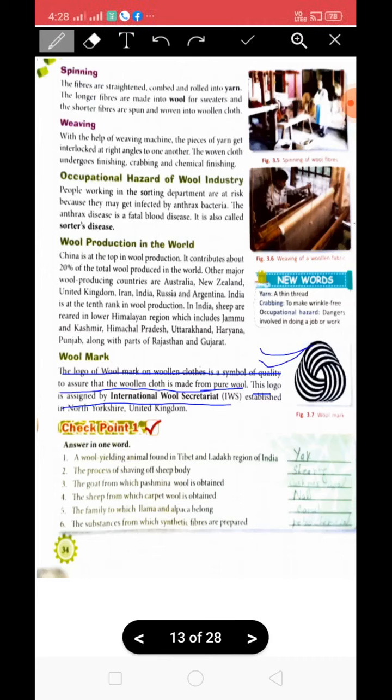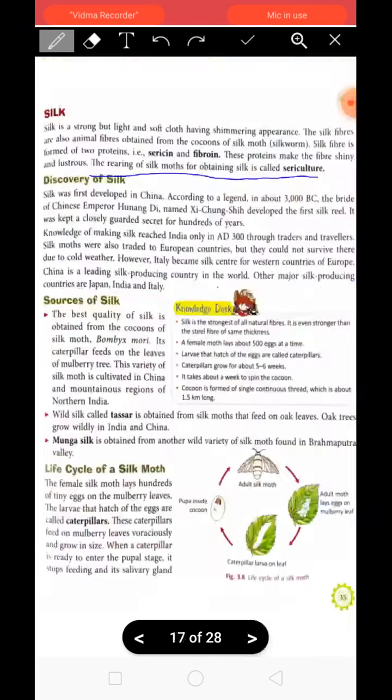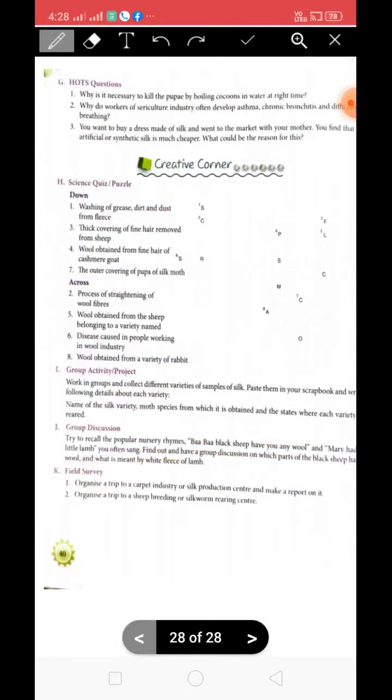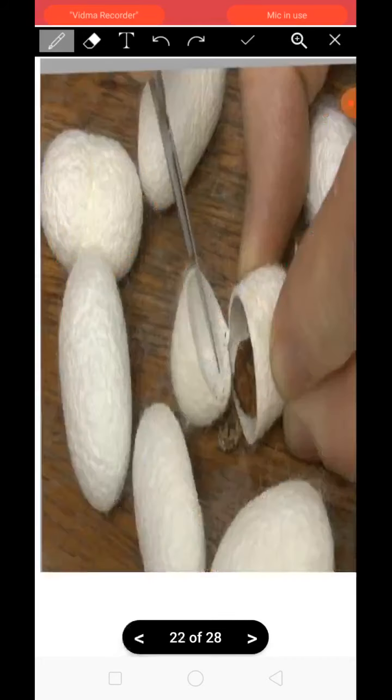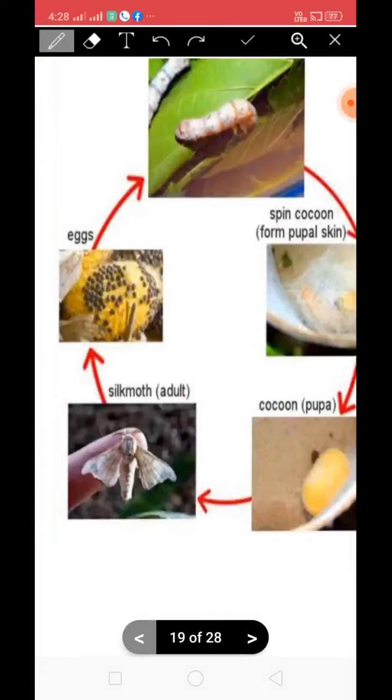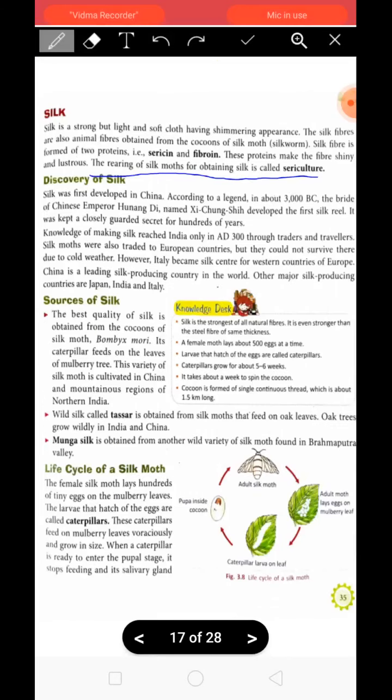Next question. Question number 4. In which country was silk developed first? When did silk making reach India, and how? See over here. Silk was first developed in China. Knowledge of making silk reached India only after 300 AD through traders and travelers. This is your answer.